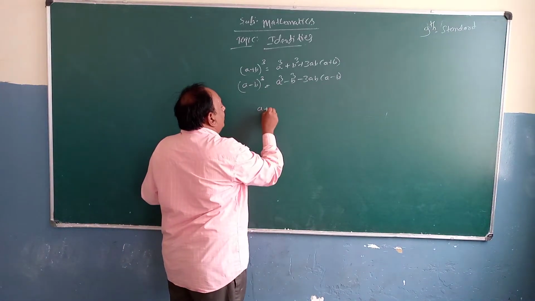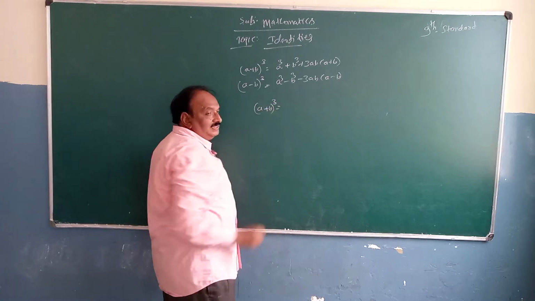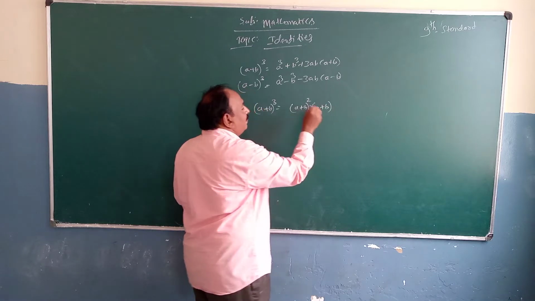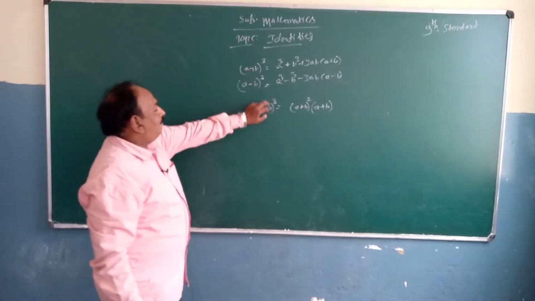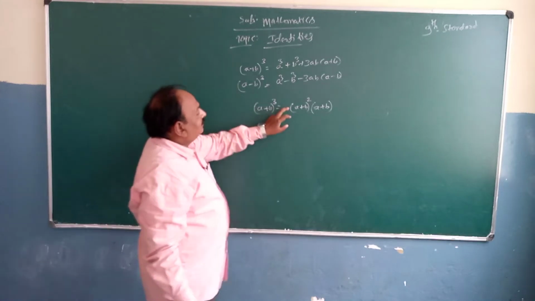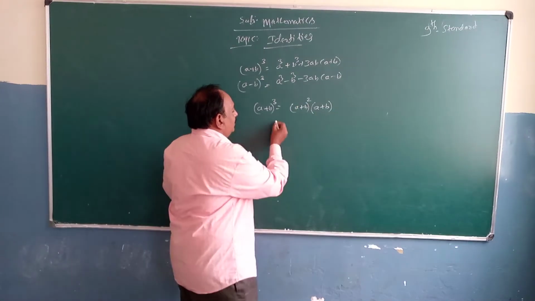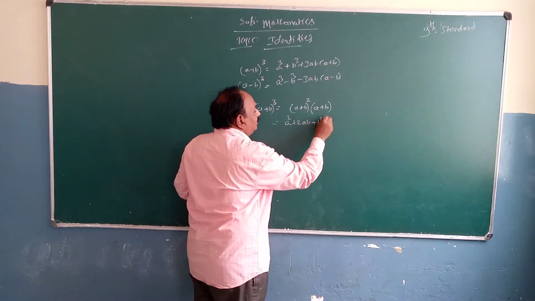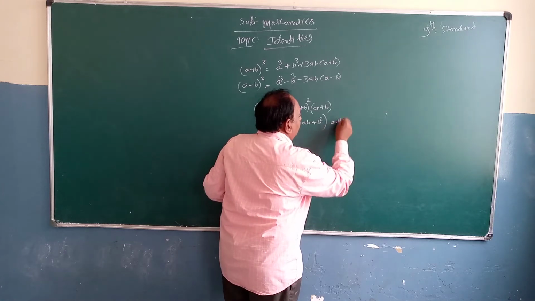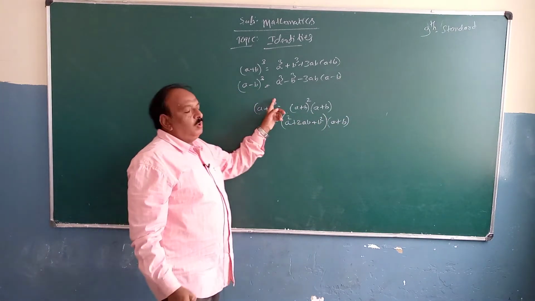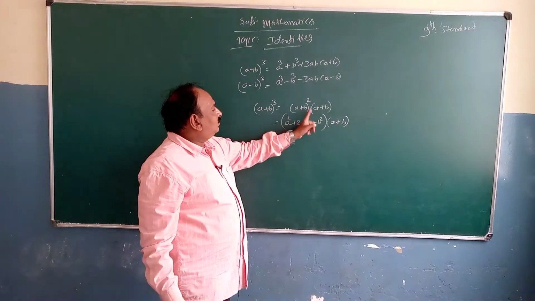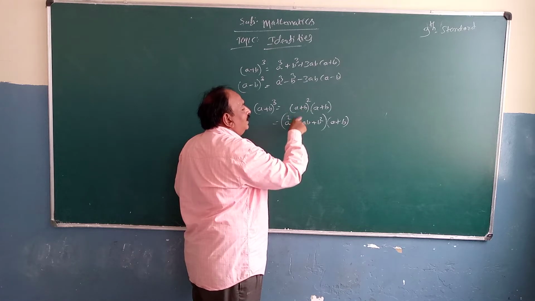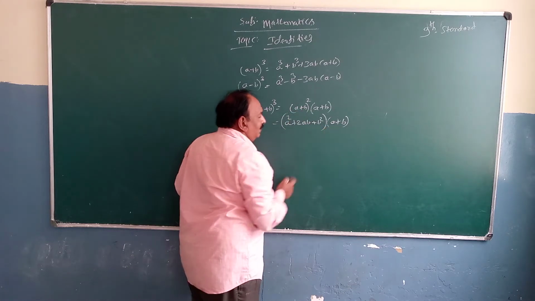How does it come? (a + b) whole cube can be written as (a + b) whole square into (a + b). There are three terms (a + b). What is (a + b) whole square? a square plus 2ab plus b square, into (a + b).